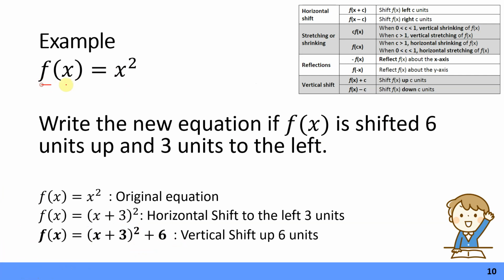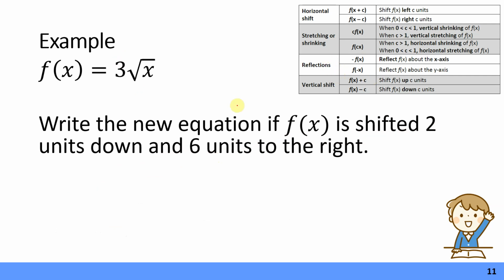So look at what we did. They gave us the original, and then we manipulated it, right? So we added a +3 and a +6 at the end because we had two transformations. We had a shift 6 units up, and we had another shift 3 units to the left. So again, you're not on your own. You have that table there to help you out.